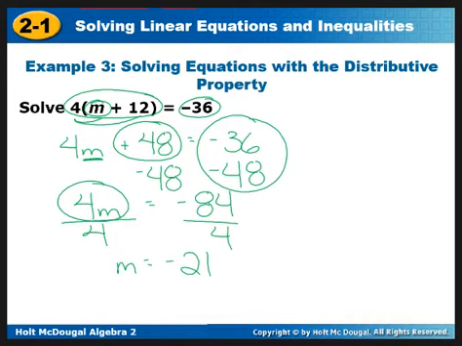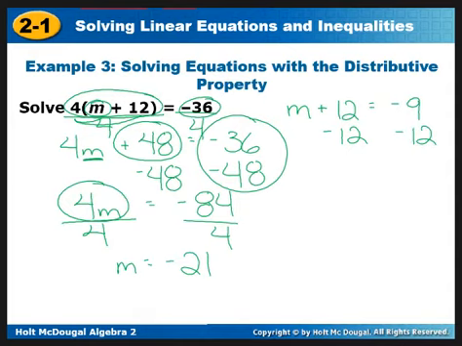Now, the other way to work out this particular equation would be, rather than distributing right away, I can go ahead and divide by that 4, divide both sides by 4. All right, so in that case, I would be left with m plus 12 equals negative 9 after I perform all those operations. The nice thing about that is it makes things a little bit easier to deal with. So I can just move straight forward by subtracting the 12, and I end up with the same answer.